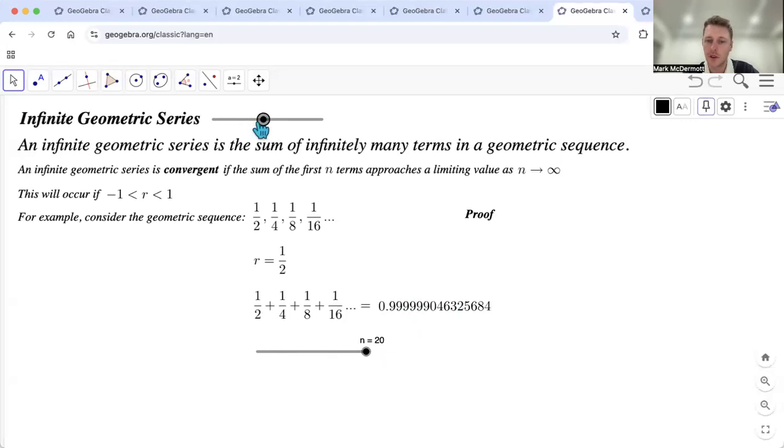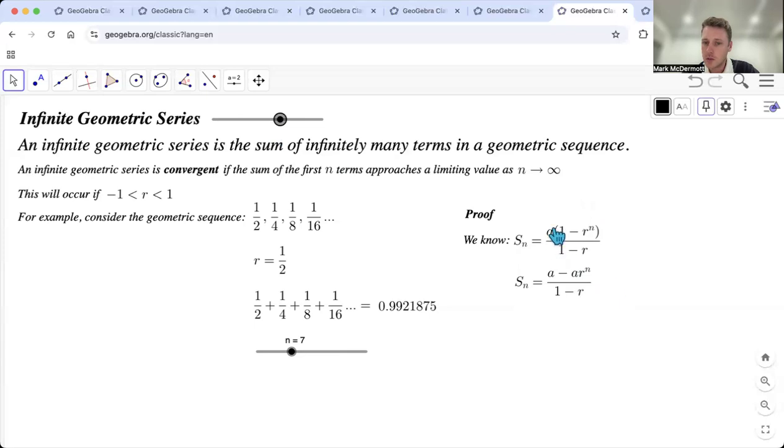So if we talk about a proof now, let's take what we learned in the previous part and say, all right, we know that a geometric series has this sum. So we already know this from before.